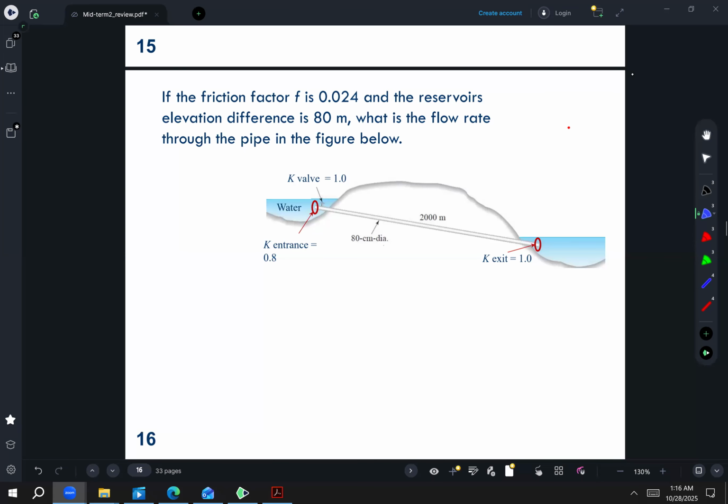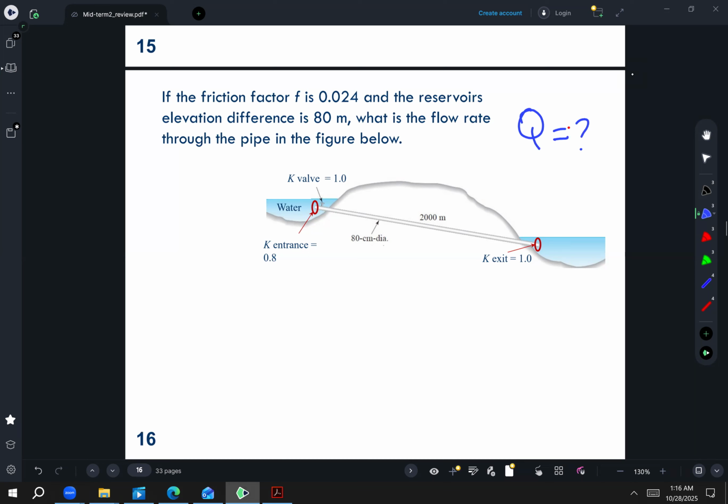Problem statement. If the friction factor F is 0.024 and the reservoir's elevation difference is 80 meters, what is the flow rate through the pipe in the figure below? So the question here is, what is the flow rate? The flow rate Q.